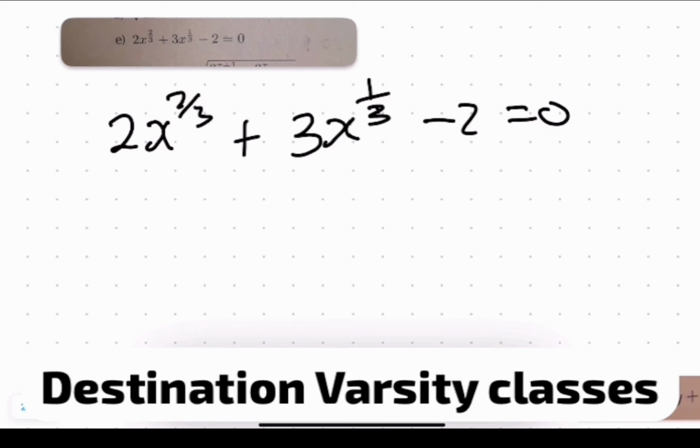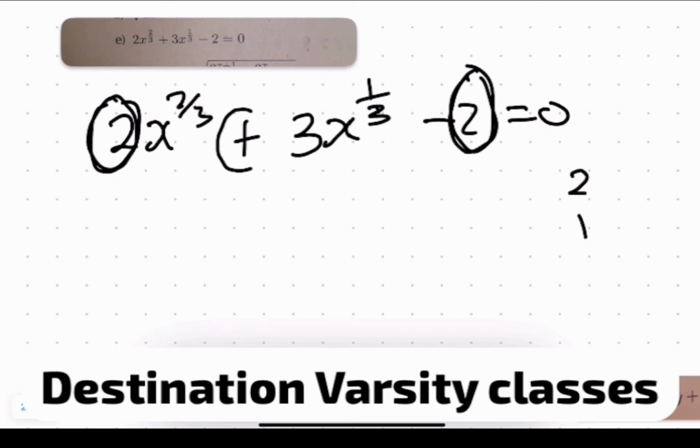What are factors of 2? You literally have 2 and 1, right? What are factors of this guy? You also have 2 and 1, eh? You also have 2 and 1. But I know that the factors of these numbers, whenever I add or subtract them, they should give me what? They should give me this guy here, right?